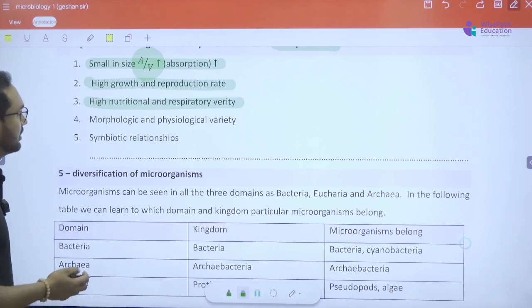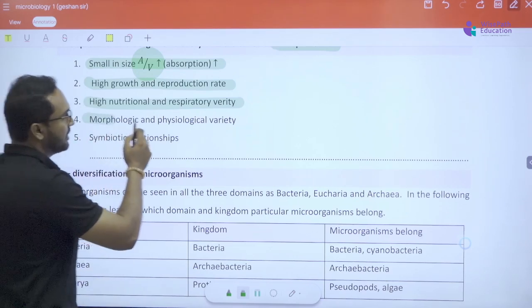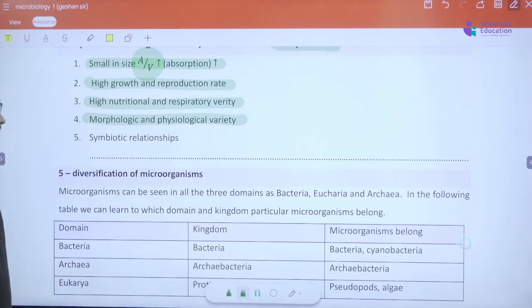So that is called the morphological and physiological variety, right?